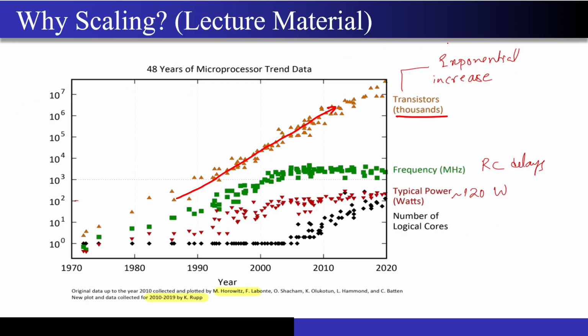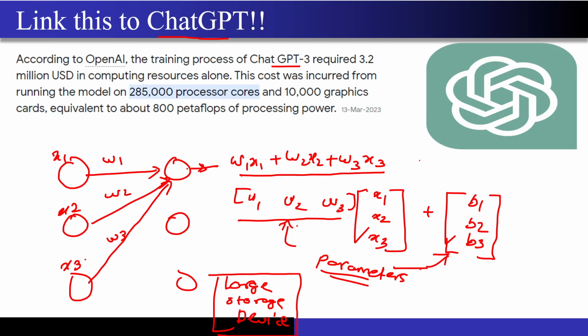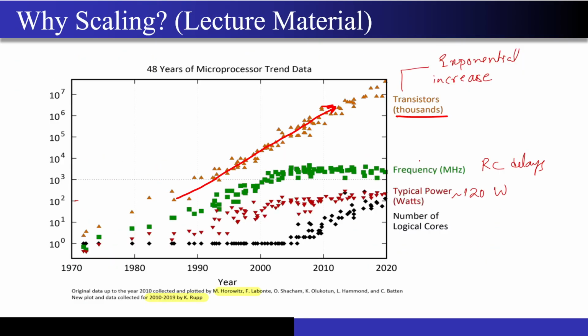So that is what I wanted to tell you. Just appreciate how this multifold increase in the transistor counts per unit area has actually helped to implement this kind of models, that is the ChatGPT kind of models. Okay, so this was one of the first points.